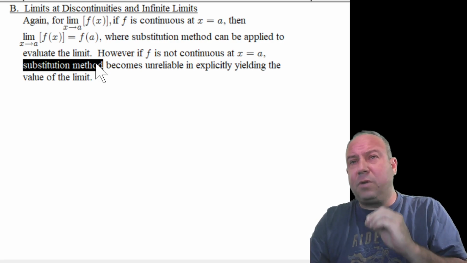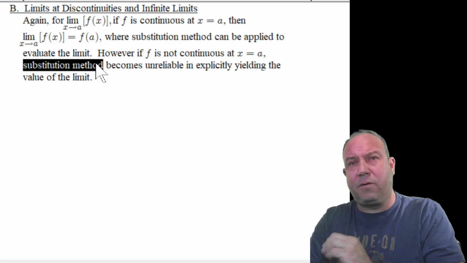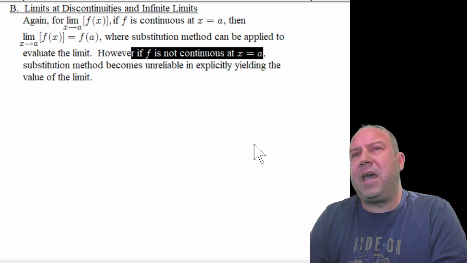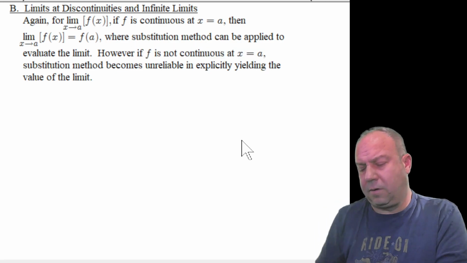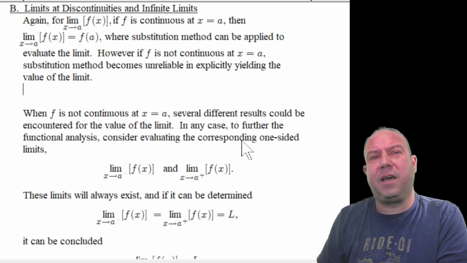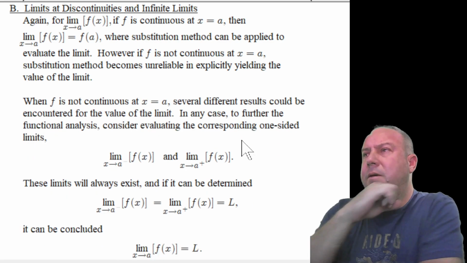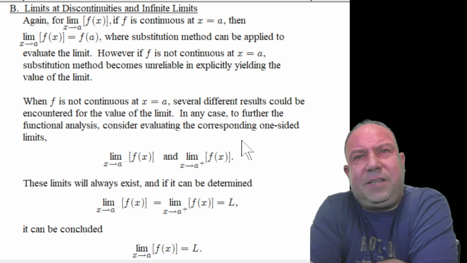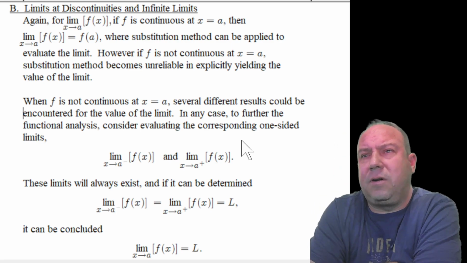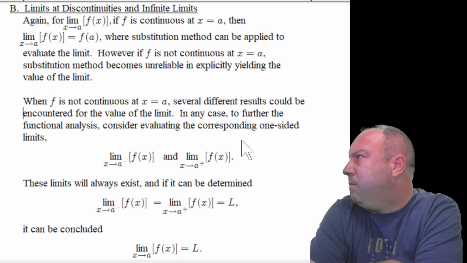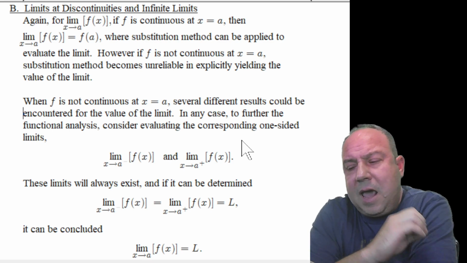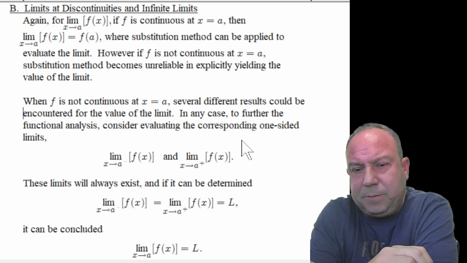The analysis requires us to go a little further when f is not continuous at the value of x equal to a. All right. Here's what we end up saying. When f is not continuous at x equal to a, there are several different results that we could encounter, right? We are going to see several different possibilities. And we can't be so quick to judge.